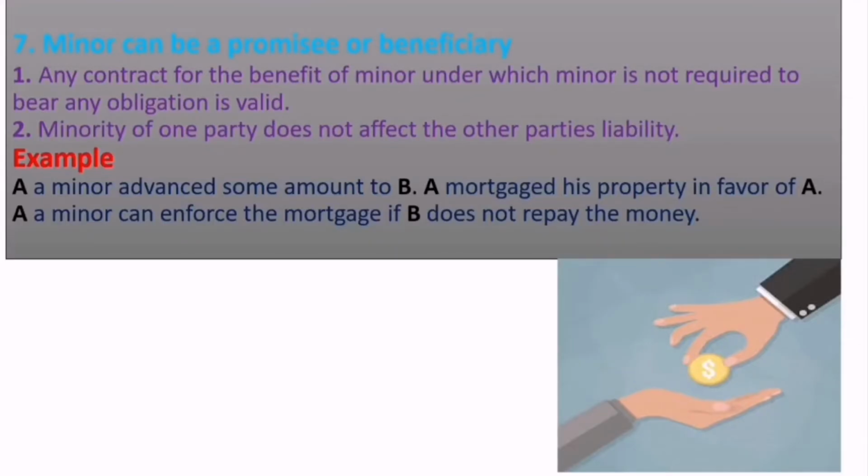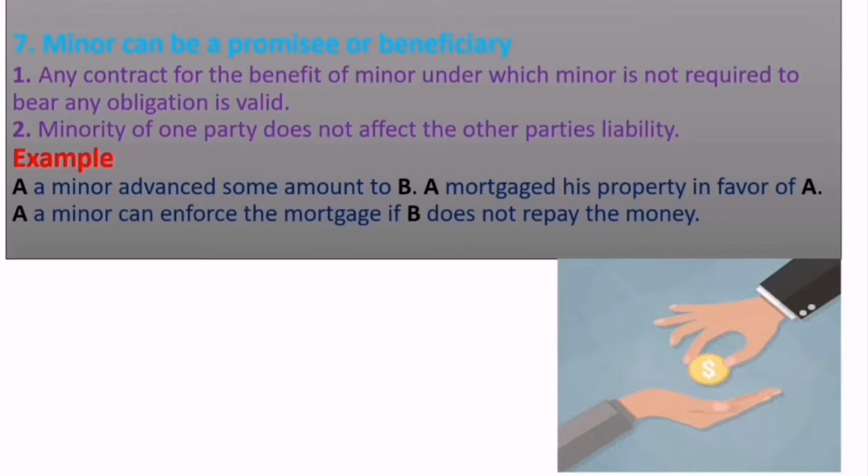Next is minor can be a promisee or beneficiary. Any contract for the benefit of a minor under which the minor is not required to bear any obligation is valid. So the agreements where no liability falls on the minor will be valid, otherwise not. Minority of one party does not affect the other party's liability.